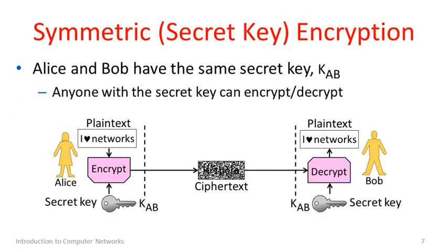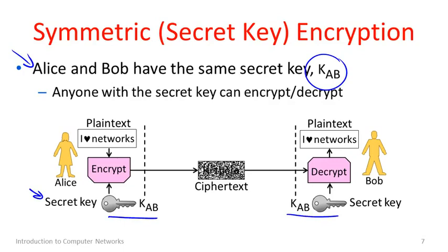So let's talk about both of these schemes in a little more detail so you can see what's going on. Here's the same general picture as I had before. In symmetric key encryption, or secret key encryption, Alice and Bob have the same key. I've called that here KAB, and you can see here it is. They both have it, and it's marked a secret key.